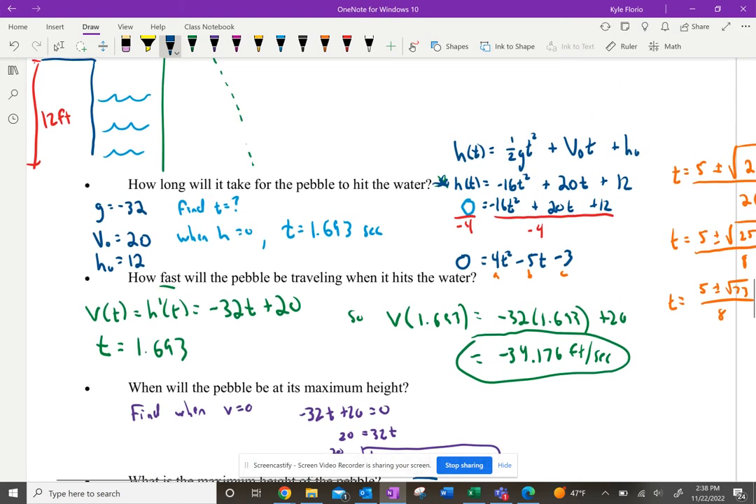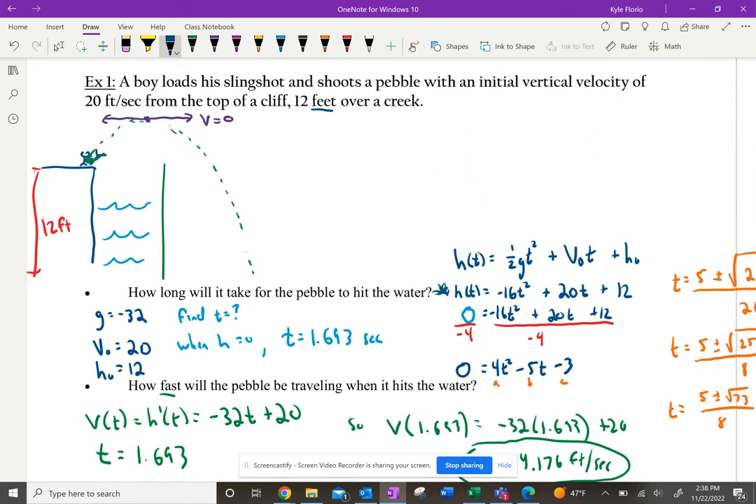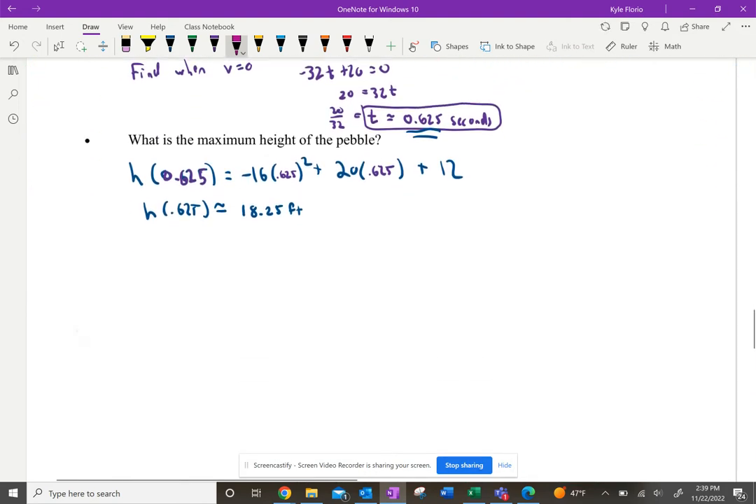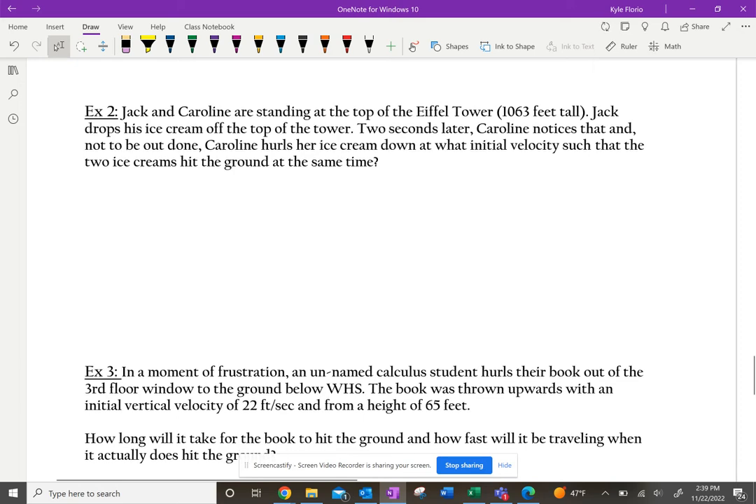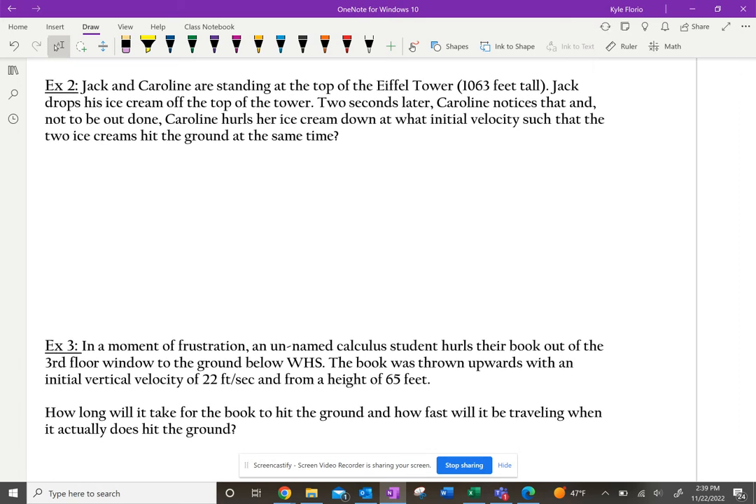So it was shot 12 feet off the ground, and it got to a maximum height of a little more than 12 feet. I don't want to make it look too nasty, but this height right here, the max height, is about 18 and a quarter feet. Okay. So those are some questions that you could see using these vertical motion problems.